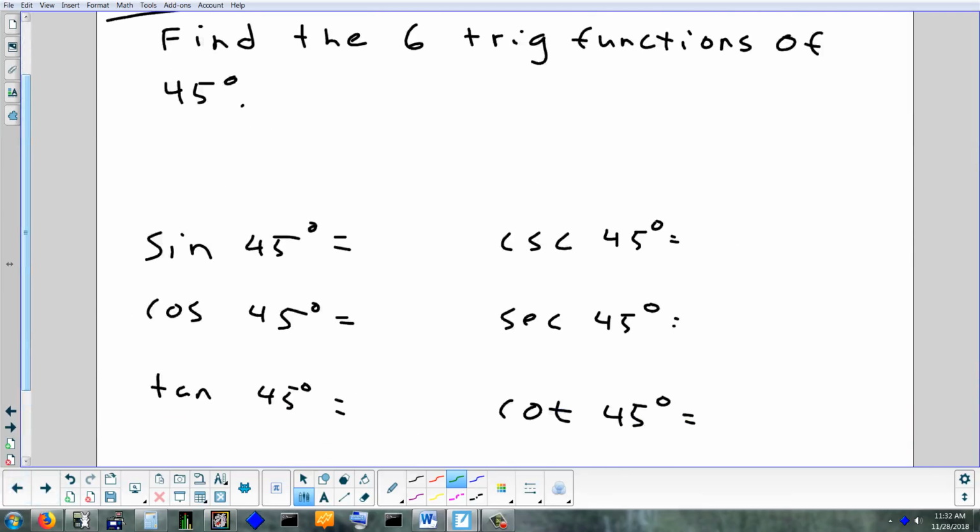So now the questions are just like the ones from the end of last night's homework. Find the 6 trig functions.